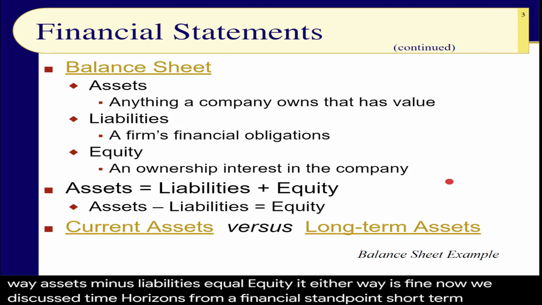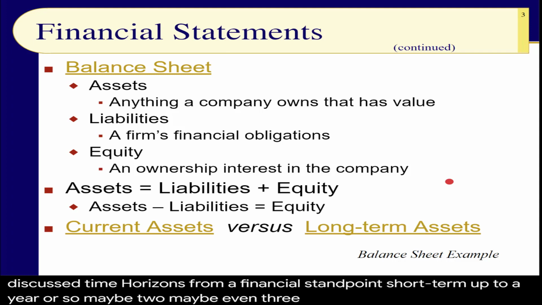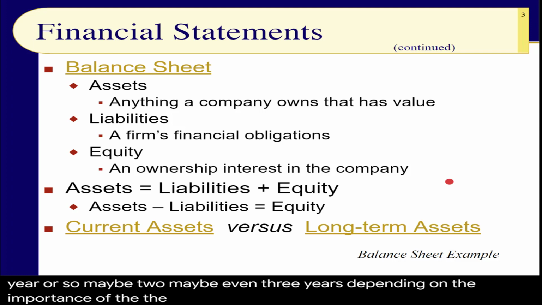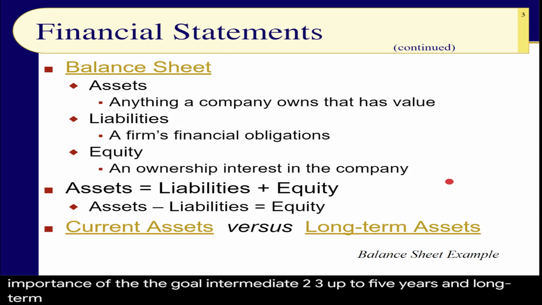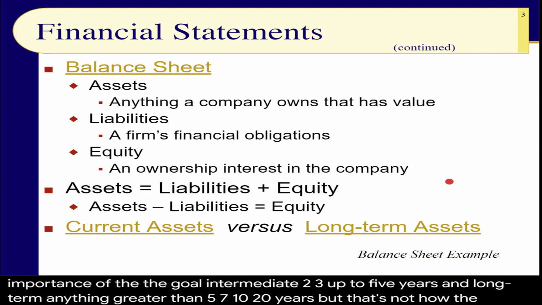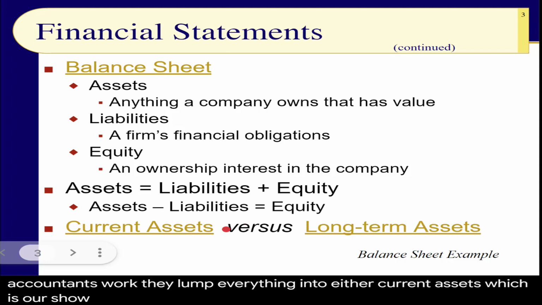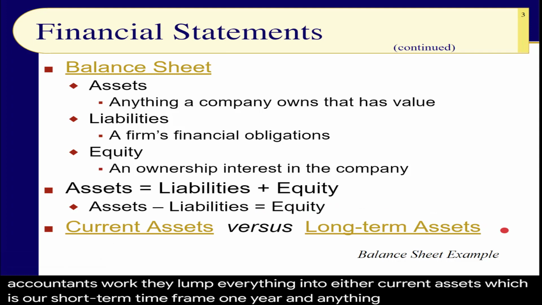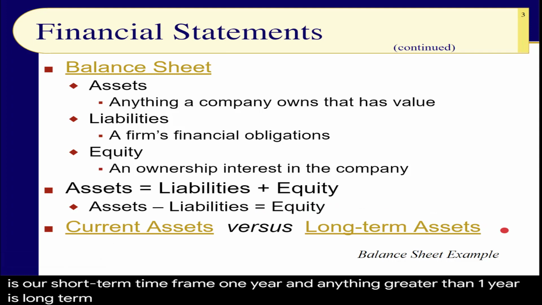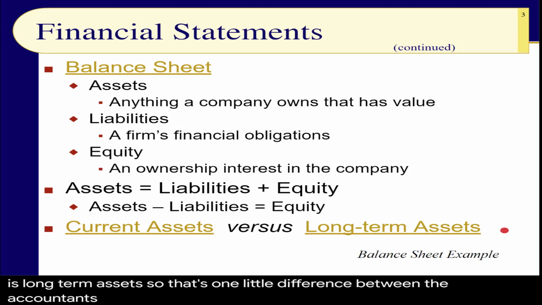Now, we discussed time horizons from a financial standpoint. Short term, up to a year or so, maybe 2, maybe even 3 years, depending on the importance of the goal. Intermediate, 2, 3, up to 5 years, and long term, anything greater than 5, 7, 10, 20 years. But that's not how the accountants work. They lump everything into either current assets, which is our short-term time frame, 1 year, and anything greater than 1 year is long-term assets. So that's one little difference between the accountants and the financial world.